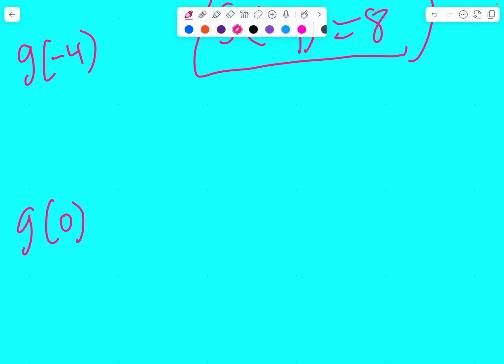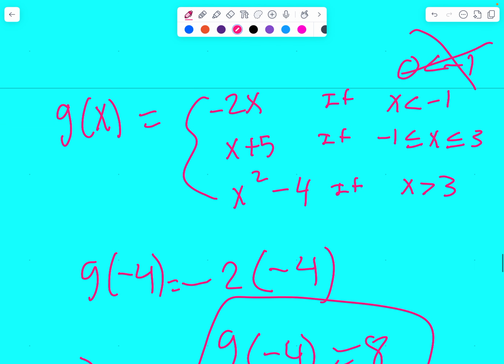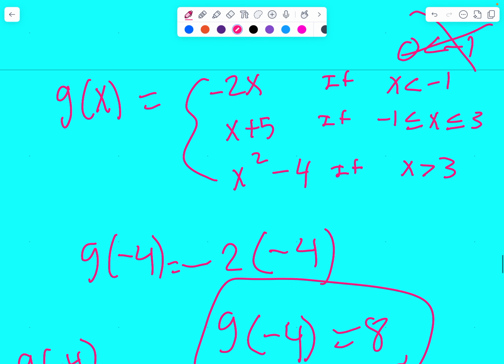Now they said g of 0. Where does 0 fit? Well, is 0 less than negative 1? No, it is not. It's greater than. I'd rather have no money than be in debt by $1. Let's look at this one. Is 0 between negative 1 and 3? Yes, it is, including both. So we're going to use the second one. And if you don't know what negative 1 less than or equal to 0 would mean, just flip it. Is 0 greater than or equal to negative 1? Yes, it is. So the second formula, which is x plus 5.